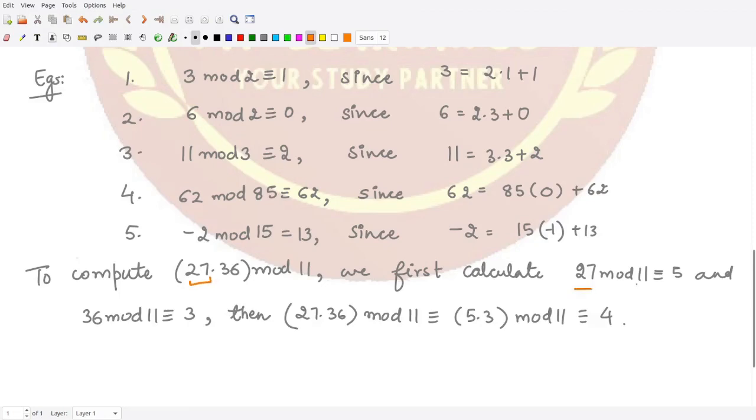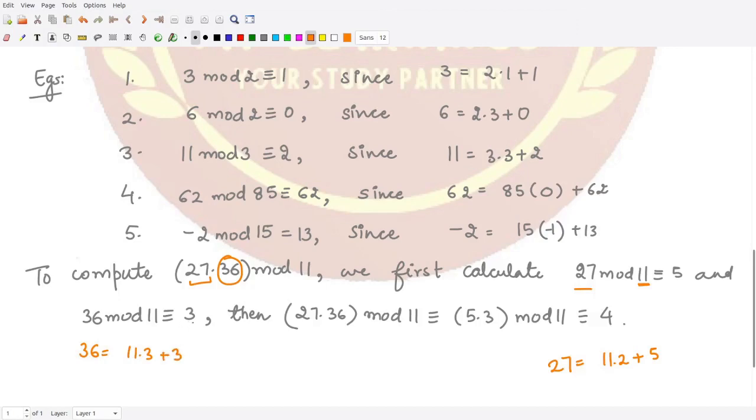So 27 mod 11 is just 5, because you can write 27 as 11 into 2 plus 5, that is 22 plus 5, that is 27. And similarly you can calculate 36 mod 11. So 36 mod 11 is 3. Why? Because you can write 36 as 11 into 3, that is 33 plus 3, right?